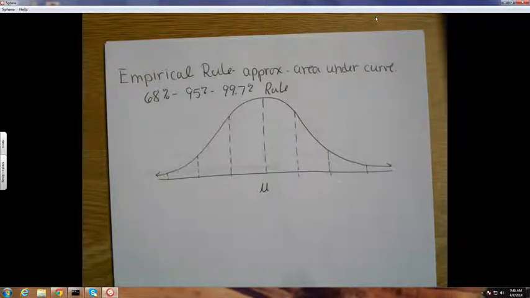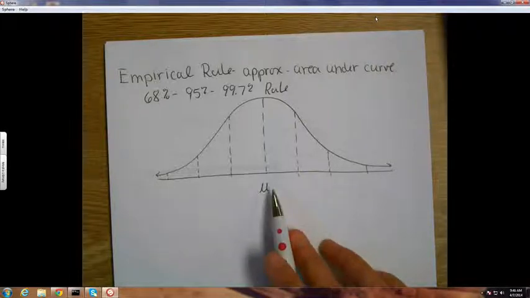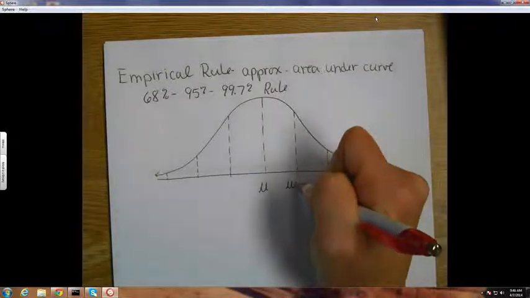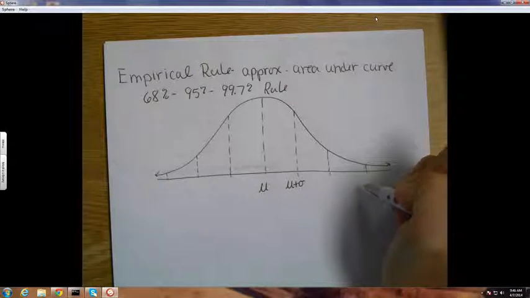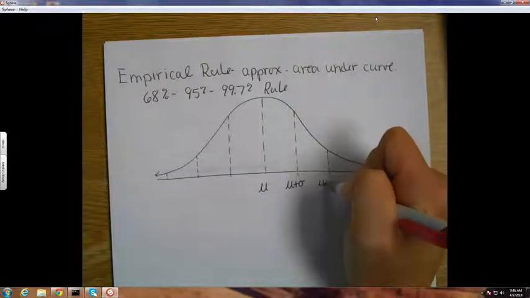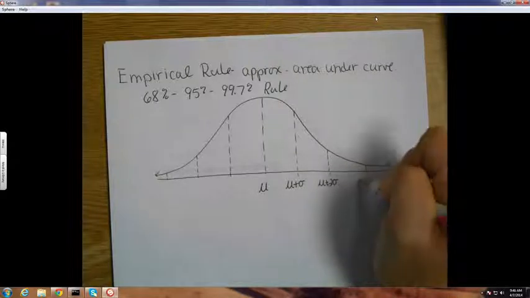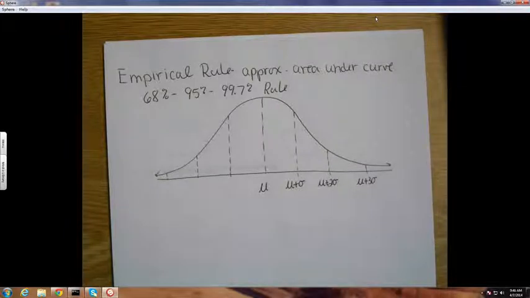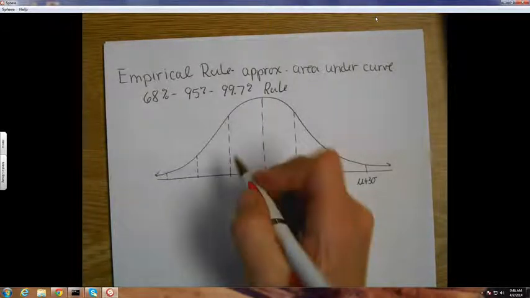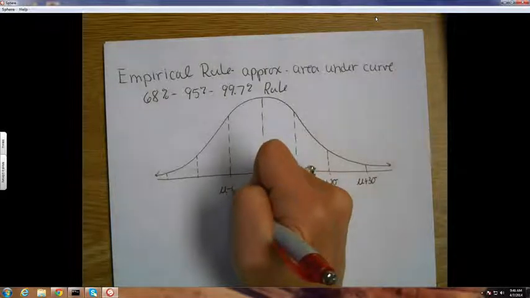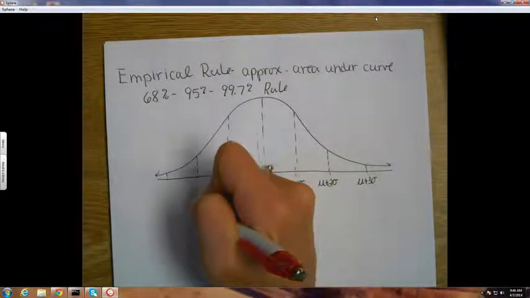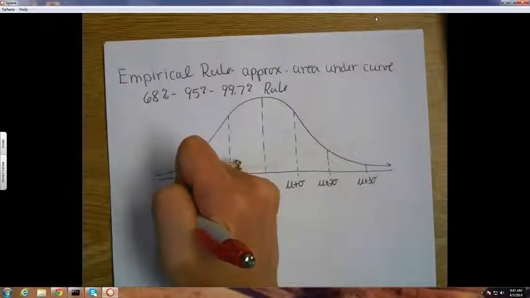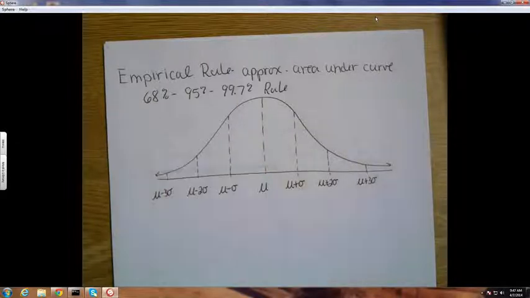Okay. And what these divisions are is they're adding on 1 standard deviation. So this point here will be the mean plus 1 standard deviation. This one will be the mean plus 2 standard deviations. And then the mean plus 3 standard deviations. And then obviously we go below, we subtract the standard deviation. So this one that's below is the mean minus 1 standard deviation. Mean minus 2 standard deviations. And mean minus 3 standard deviations.